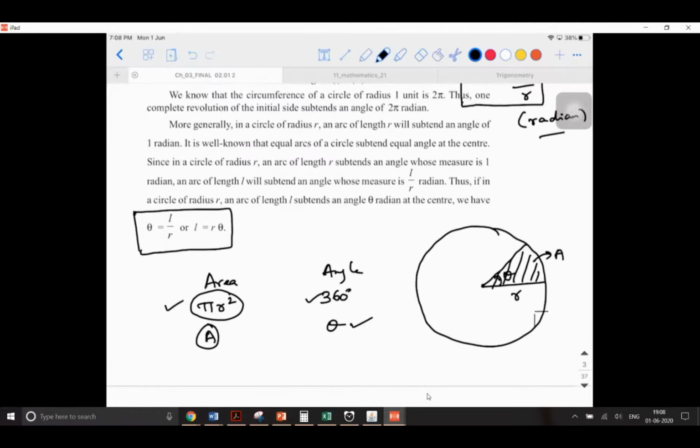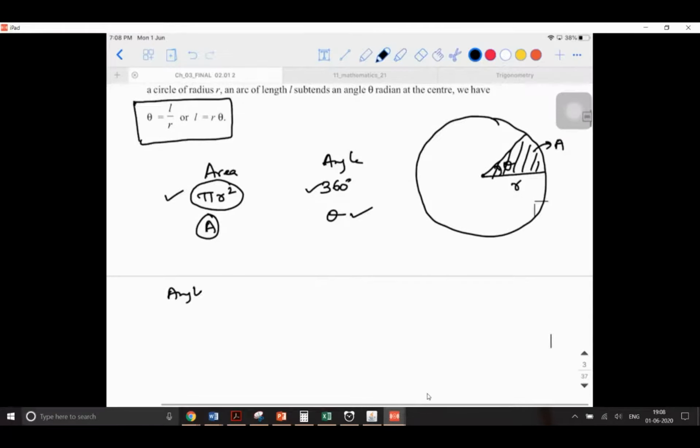I'll write it in the reverse so that you're not confused. So angle and area. If I rotate my compass through an angle of 360 degrees, I get an area of pi r square. If I rotate the angle to theta, I get the area of the sector A, which I'm supposed to find. Then what is A in terms of theta and 360? Theta, 360 and pi r square.